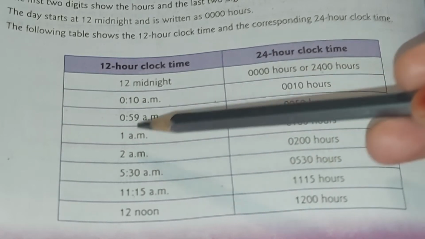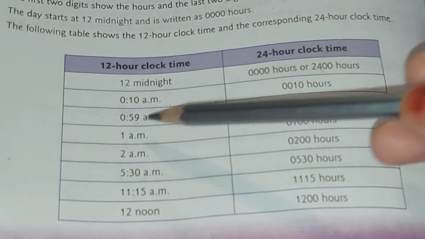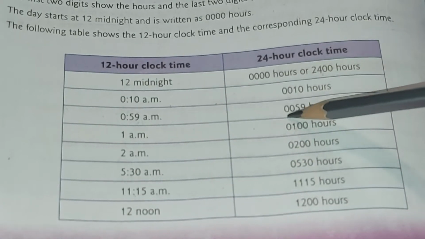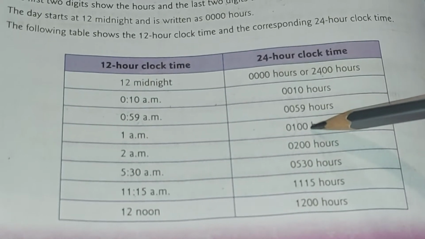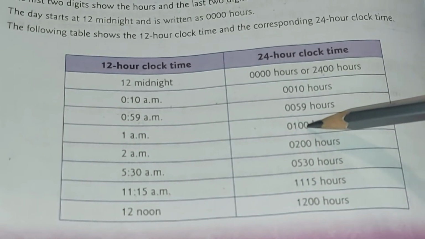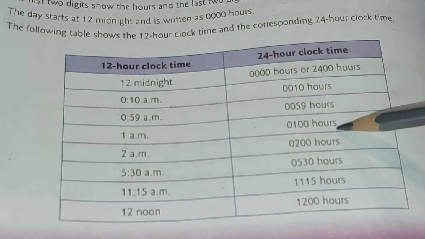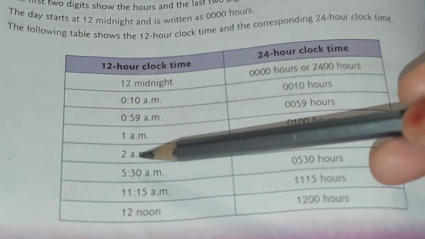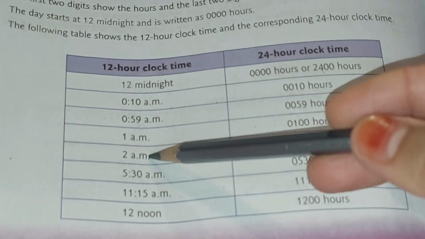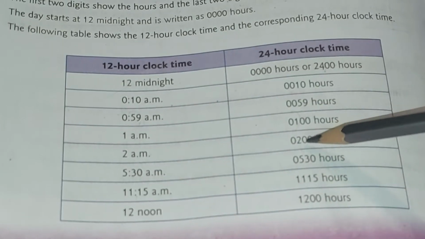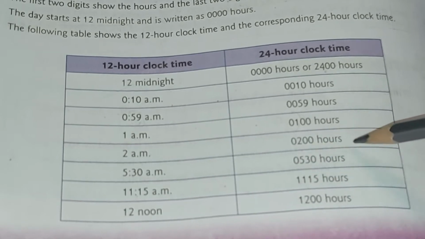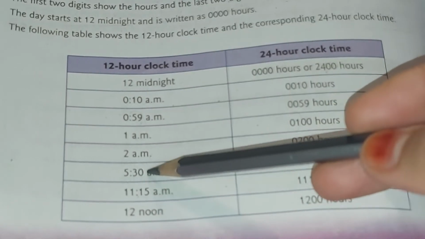Now comes 1 a.m. How do we represent this? 01 shows the hour and 00 shows the minute. Minute is not given, so we simply write 0100 hours. Then 2 a.m. In place of hours we write 02, and minute is not given here, so we write 00 in place of minute. So 0200 hours.